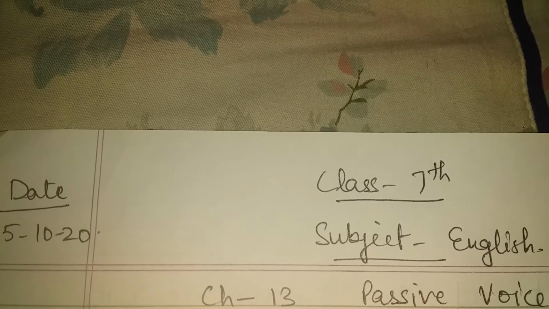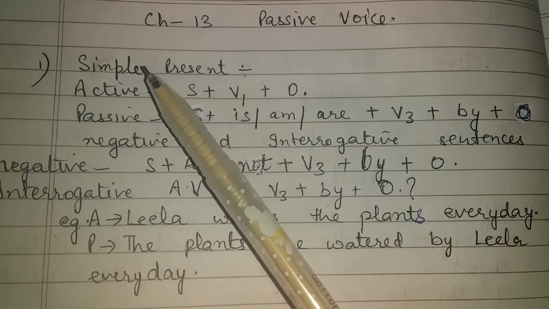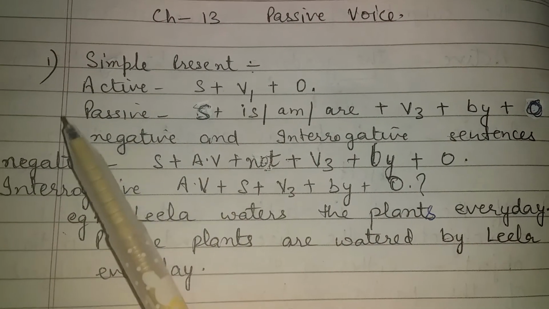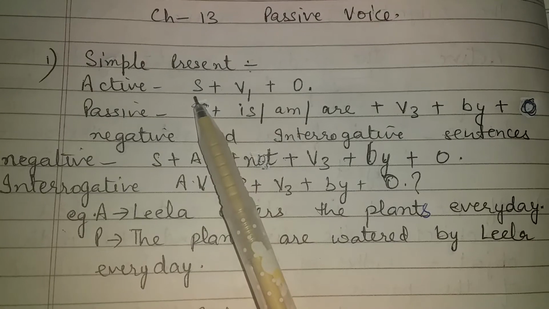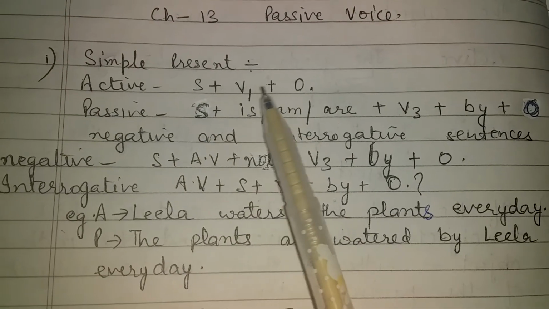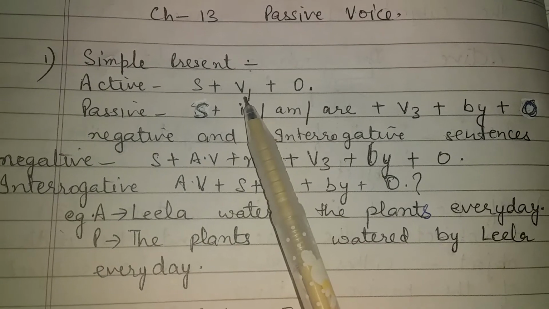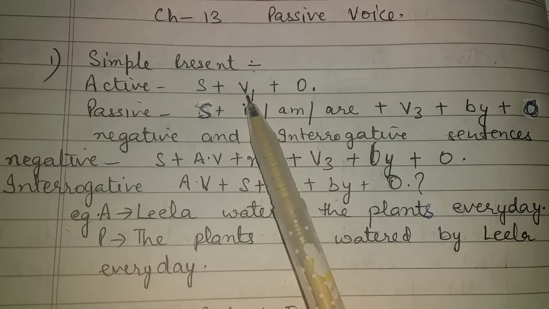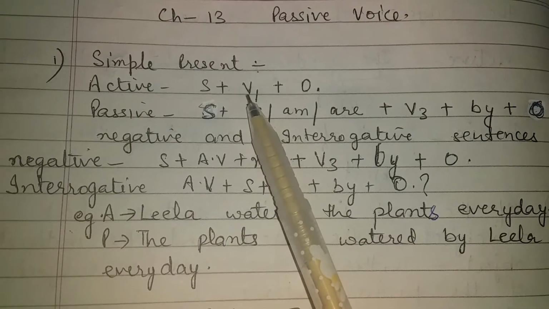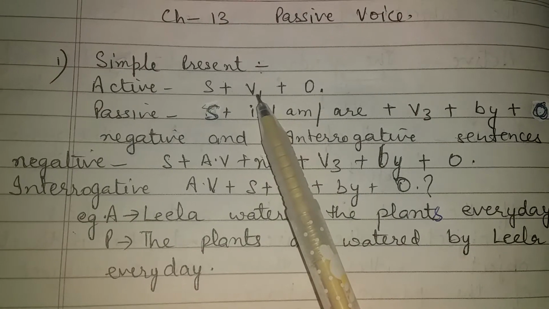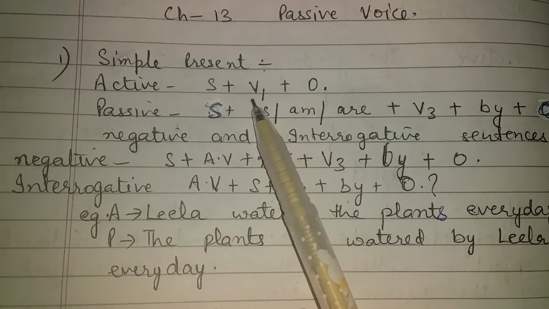Now let's start with the active passive in simple present tense. In simple present tense, in an active sentence there is first the subject, then the first form of verb plus the object. In first and second person there is only the first form of verb, but in the third person there is s and es with the first form of verb.